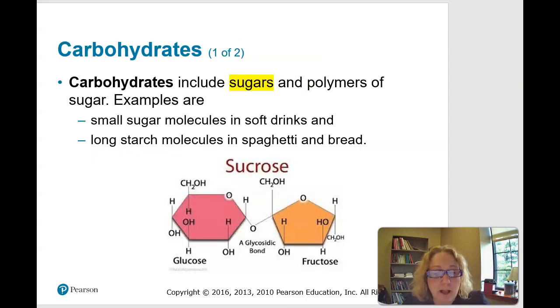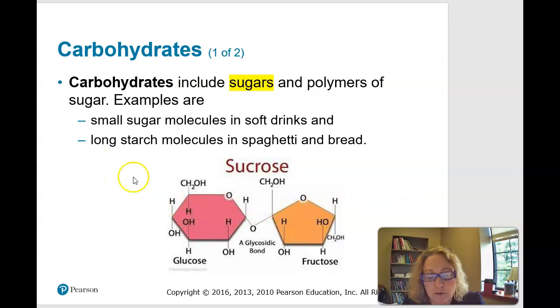Carbohydrates are sugars and polymers of sugar. So basically it's sugar and polymers of sugar. We call the little things sugars, even though they're not the table sugar you think of. Table sugar is a glucose sugar and a fructose sugar coming together to make what we call table sugar, or sucrose. But again, it's a monomer, and monomers come together to make a polymer.